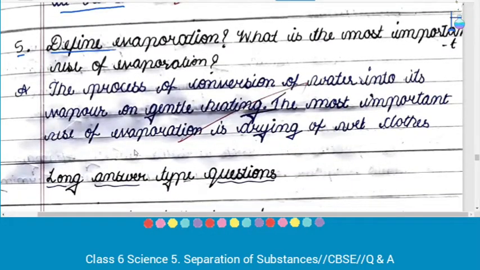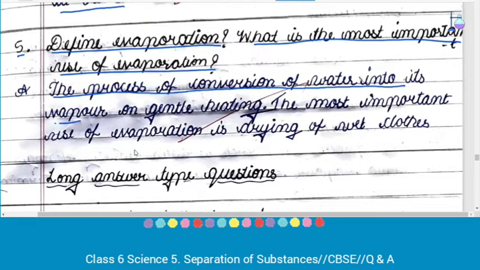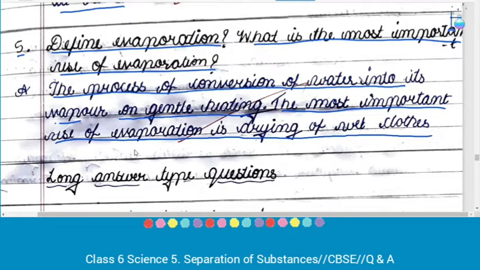Fifth, define evaporation. What is the most important use of evaporation? The process of conversion of water into its vapor on gentle heating. The most important use of evaporation is drying of wet cloths.